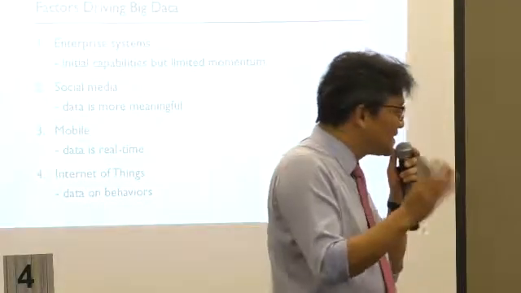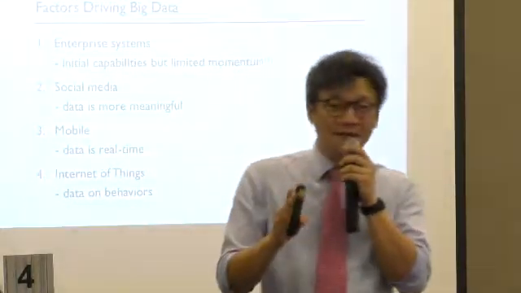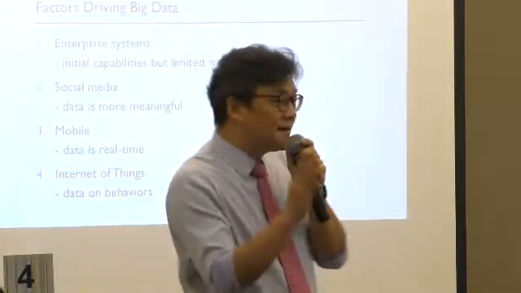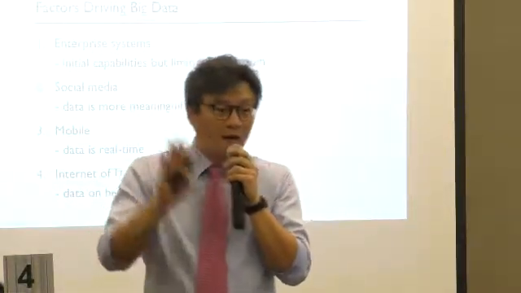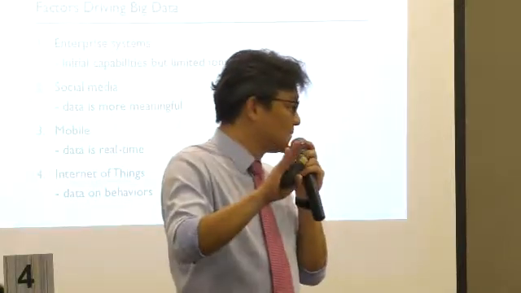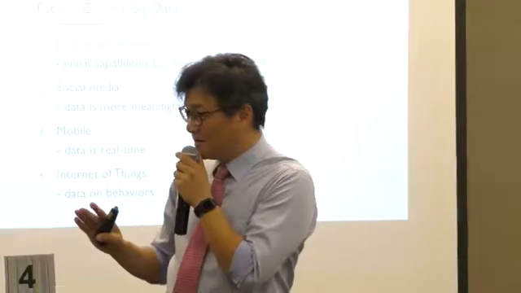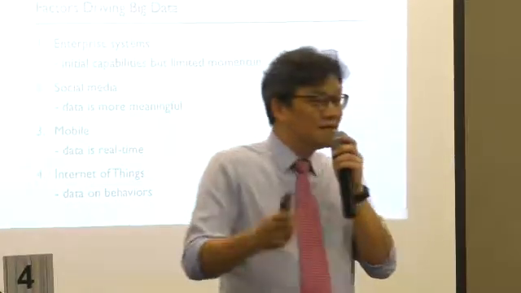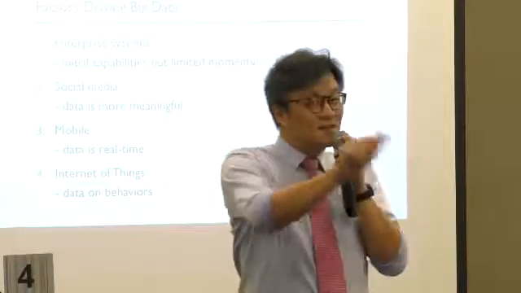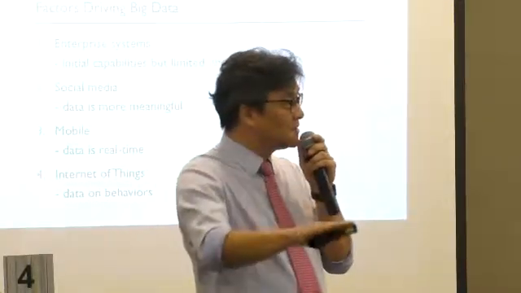Okay, social media gives us meaningful data. Mobile gives us real-time data. Okay, Internet of Things gives us actual unobtrusive data on behaviors. What people did instead of what people thought. So it's not me posting something about it. It gives us traces of things that are about behaviors, not intentions.